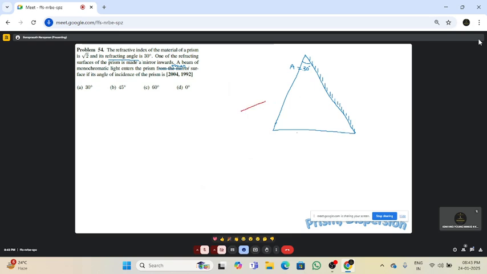when a light is falling over here, that's my normal. Anything which goes from rarer to denser, instead of going straight like this, will go towards the normal. So in the question I think something is missing here. It should retrace the path. Don't forget about this.